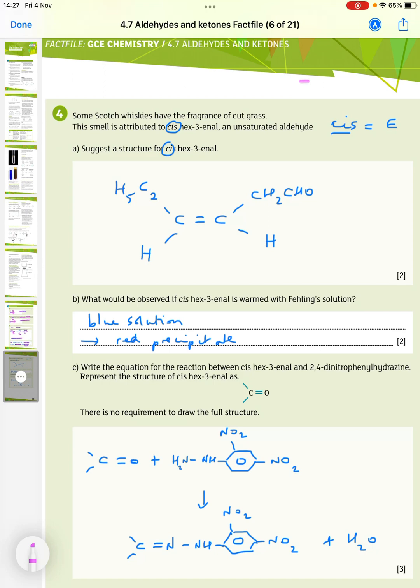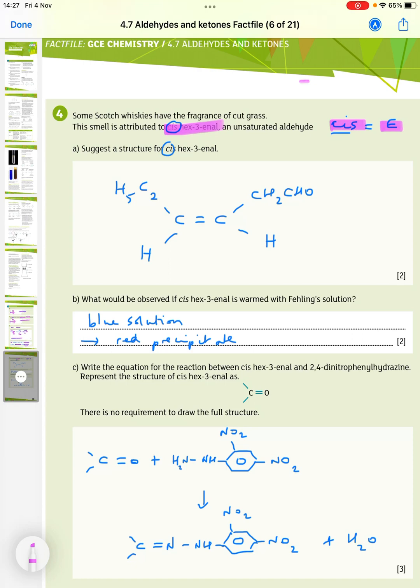Number 4, some Scotch whiskies have the fragrance of cut grass. This smell is attributed to cis-hex-3-enal, which is an unsaturated aldehyde. Now, cis is the same as Z. I doubt they would say cis in the exams now, but you never know.